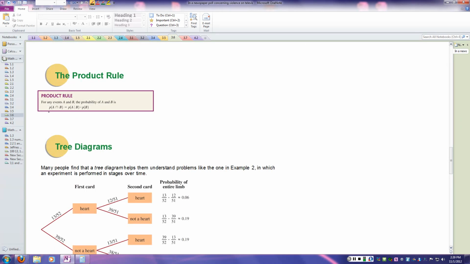The product rule is going to be from a tree diagram, really. So I'm going to draw a general tree diagram, let's say just A and B. You would put on this branch the probability of A happening. Here you put on this branch the probability of B happening. Then let's say A or B again.